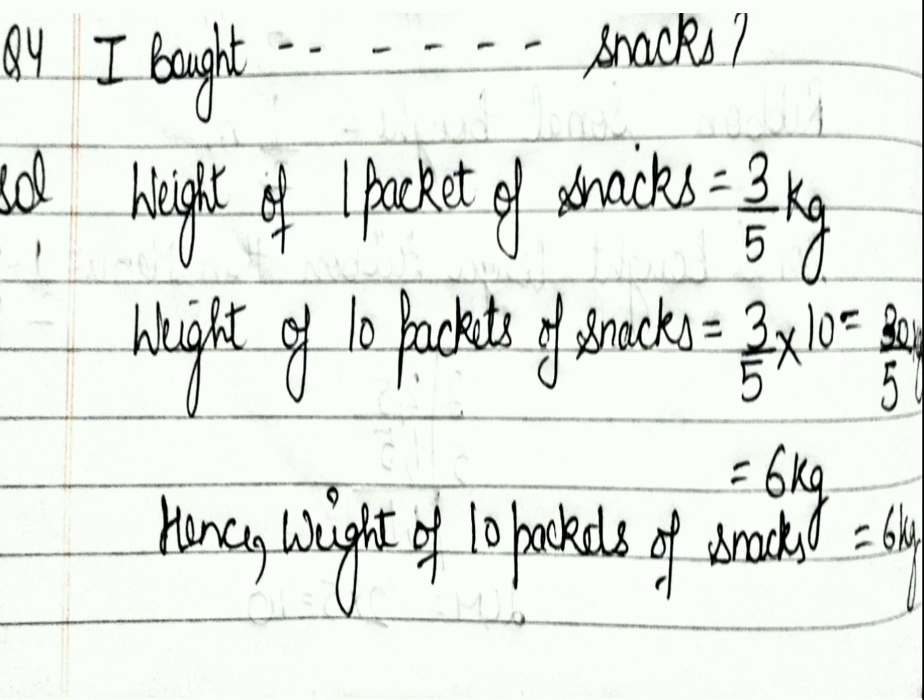So how do you do multiplication? You have to multiply the numerator of a fraction with the whole number. So 3 into 10 is 30. Divide by 5, 30. When you divide by 5, you will get 6 kg. So the weight of 10 packets of snacks is 6 kg. Clear, students? So students, today you learned how to multiply a fraction by a whole number.